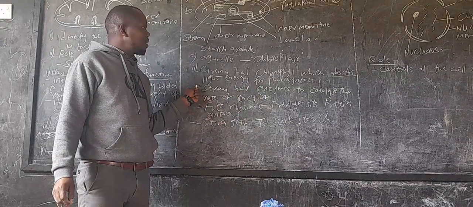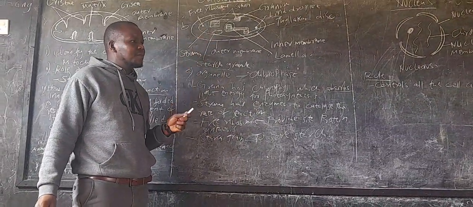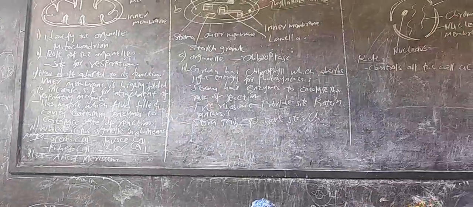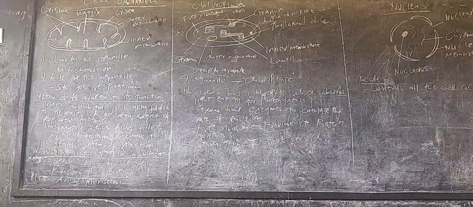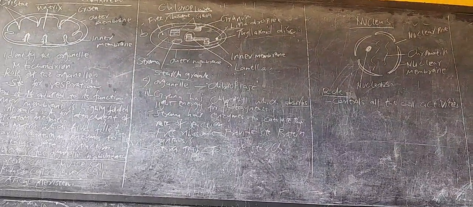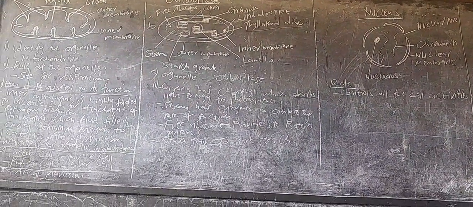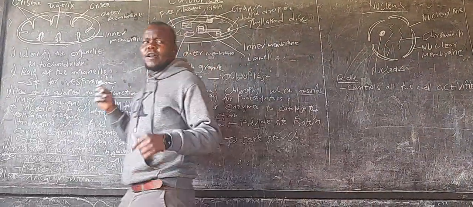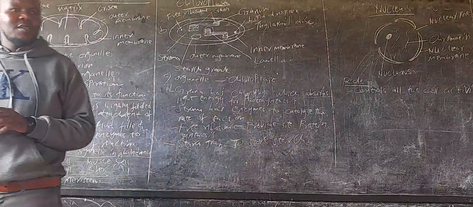That is one. Number 2, we have the fluid, which is what? The stroma. We have the fluid, which is what? The stroma. And what will be this fluid? I'm saying about the fluid. The fluid is stroma. Right?